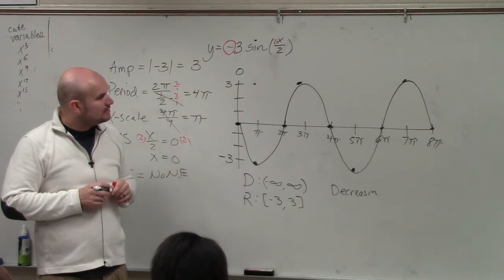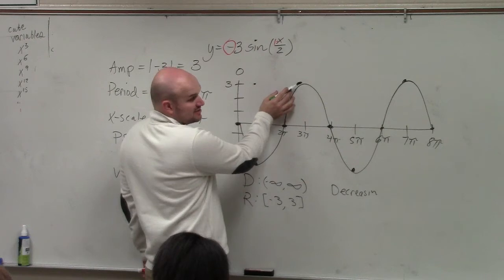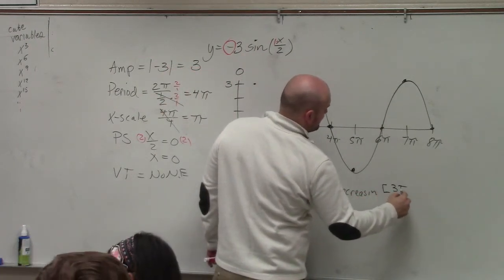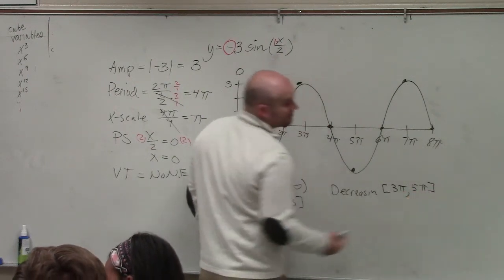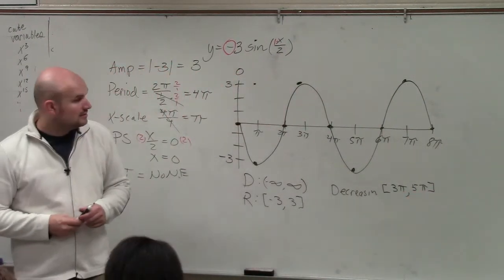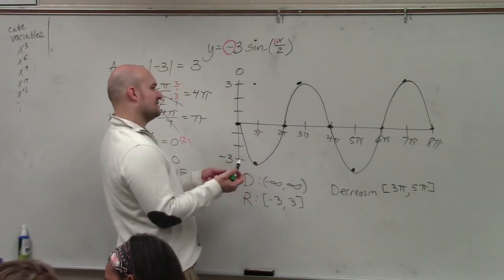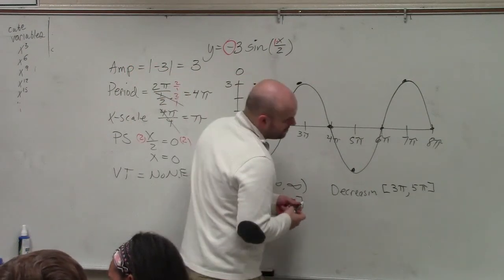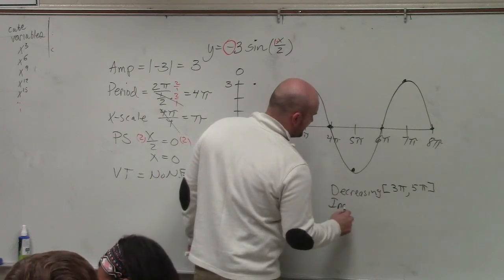4 pi to 5 pi. Well, you could also even go a little bit farther than that. You could also say from 3 pi to 5 pi. The graph is decreasing. Correct? Yes? And I should have said increasing. That probably would have been better. All right. Well, we'll get to that a little bit later. And then, actually, we can go through increasing.